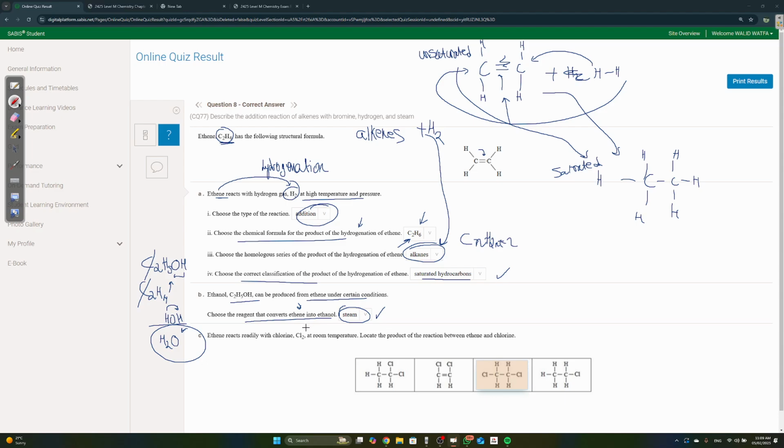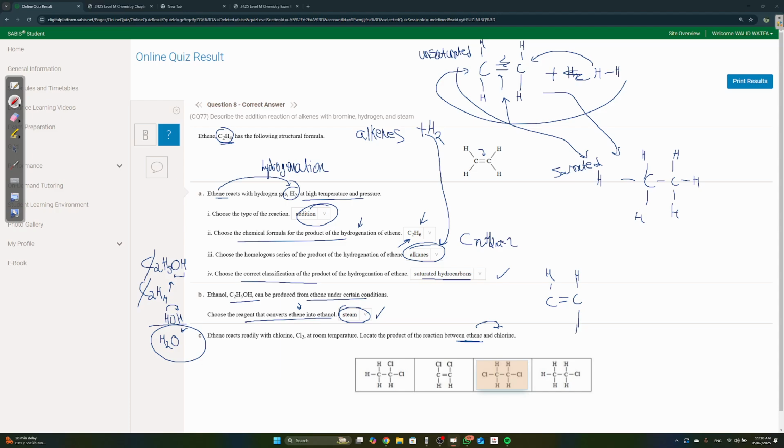Ethene readily reacts with chlorine at room temperature. Look at the product of reaction between ethene and chlorine. Now, you have an alkene reacting with chlorine, bromine, fluorine. Now you're gonna do chlorination, right? But what's the difference? For alkane, it's substitution, but for alkene, what's gonna happen? It's addition. So our ethene looks like this, okay?